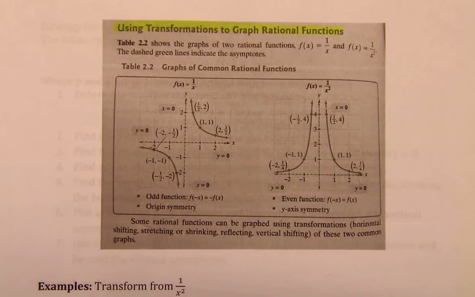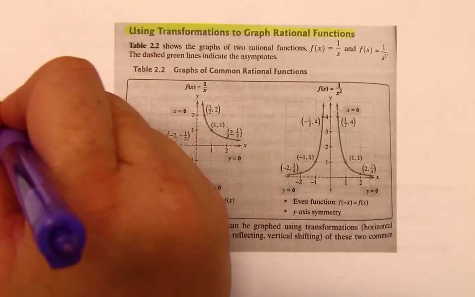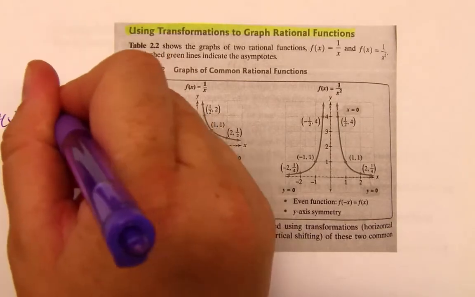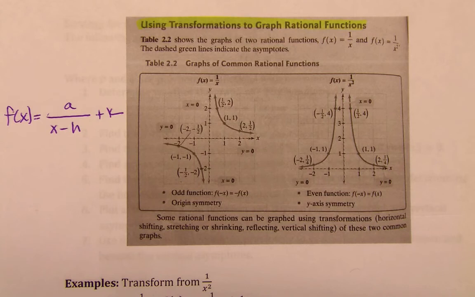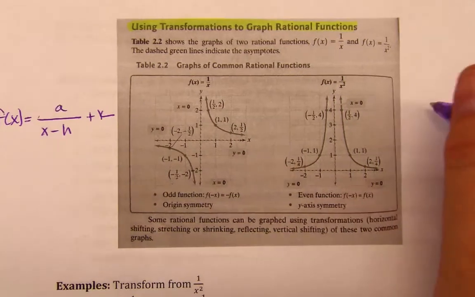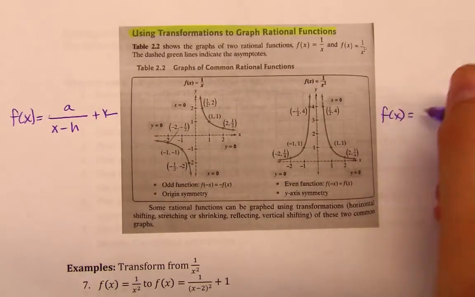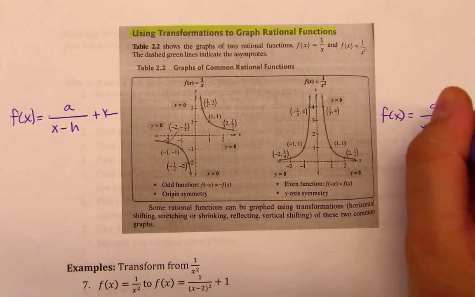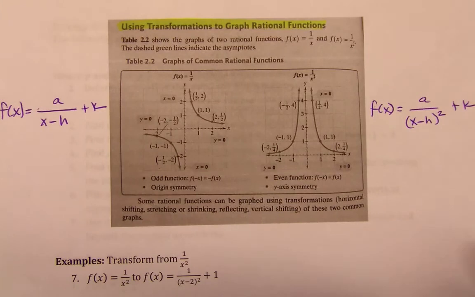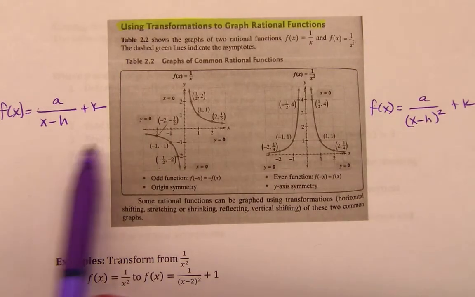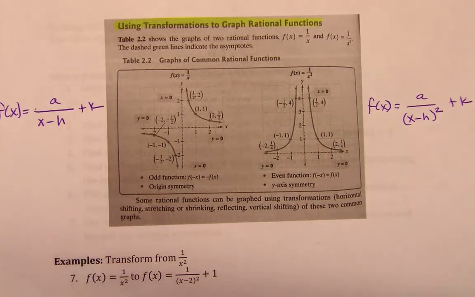The general form, which is also on Schoology for you guys, of a rational function is f of x equals a over x minus h plus k. That's just the basic rational function. And then if we have the square function, that would be f of x equals a over (x minus h) squared plus k. And just like every other graph you've seen before, h is what shifts it right and left, k is what shifts it up and down, and then our a value can either stretch or shrink or flip our graph over.